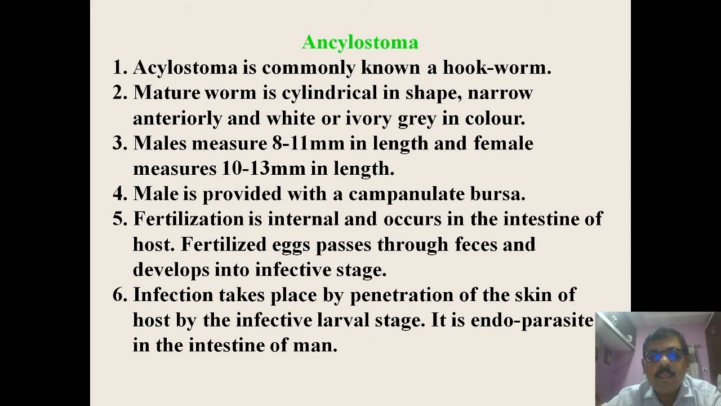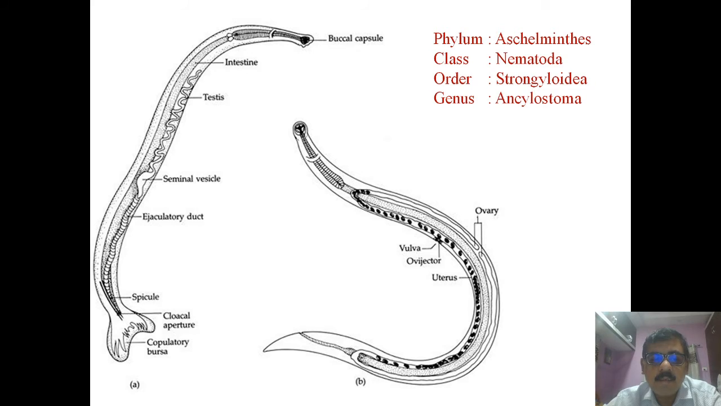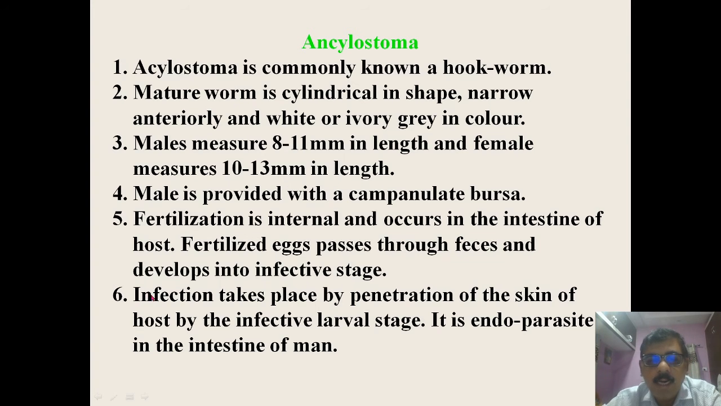The mature worm is cylindrical in shape, narrow anteriorly, and white or ivory gray in color. The males are smaller, measuring 8 to 11 millimeters in length, while females measure 10 to 13 millimeters in length. The male is provided with a campanulate bursa, which we call the copulatory bursa, meant for copulation, and fertilization is internal and occurs in the intestine of the host.